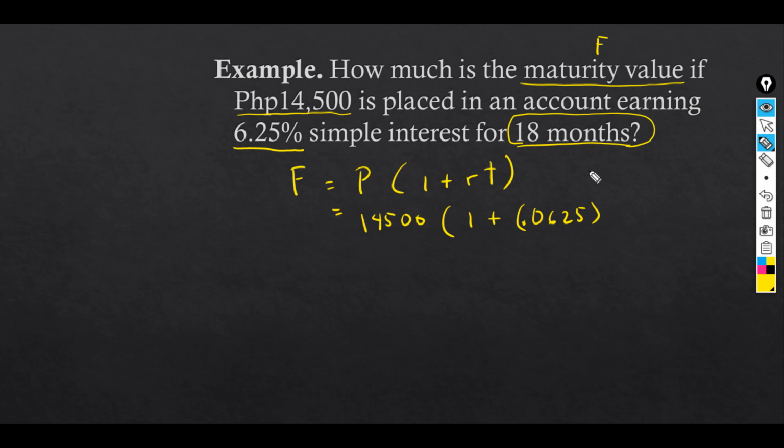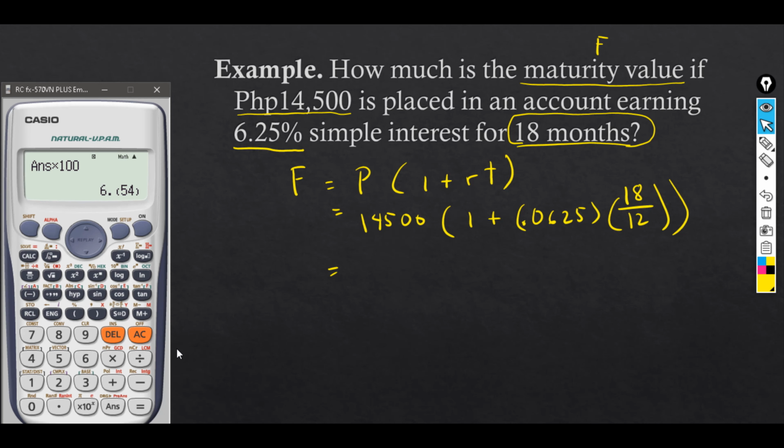Eh, paano to months, sir? So, yung months na yan, kailangan yung i-convert sa years. So, paano i-convert? 18 over. Ilang months ba in 1 year? So, we have 12 months in 1 year. Yan. Ganyan lang gagawin para ma-convert. Tapos, i-calculator na lang. So, pag ang given months, i-over nyo lang sa 12. Kasi we have nga 12 months in a year.